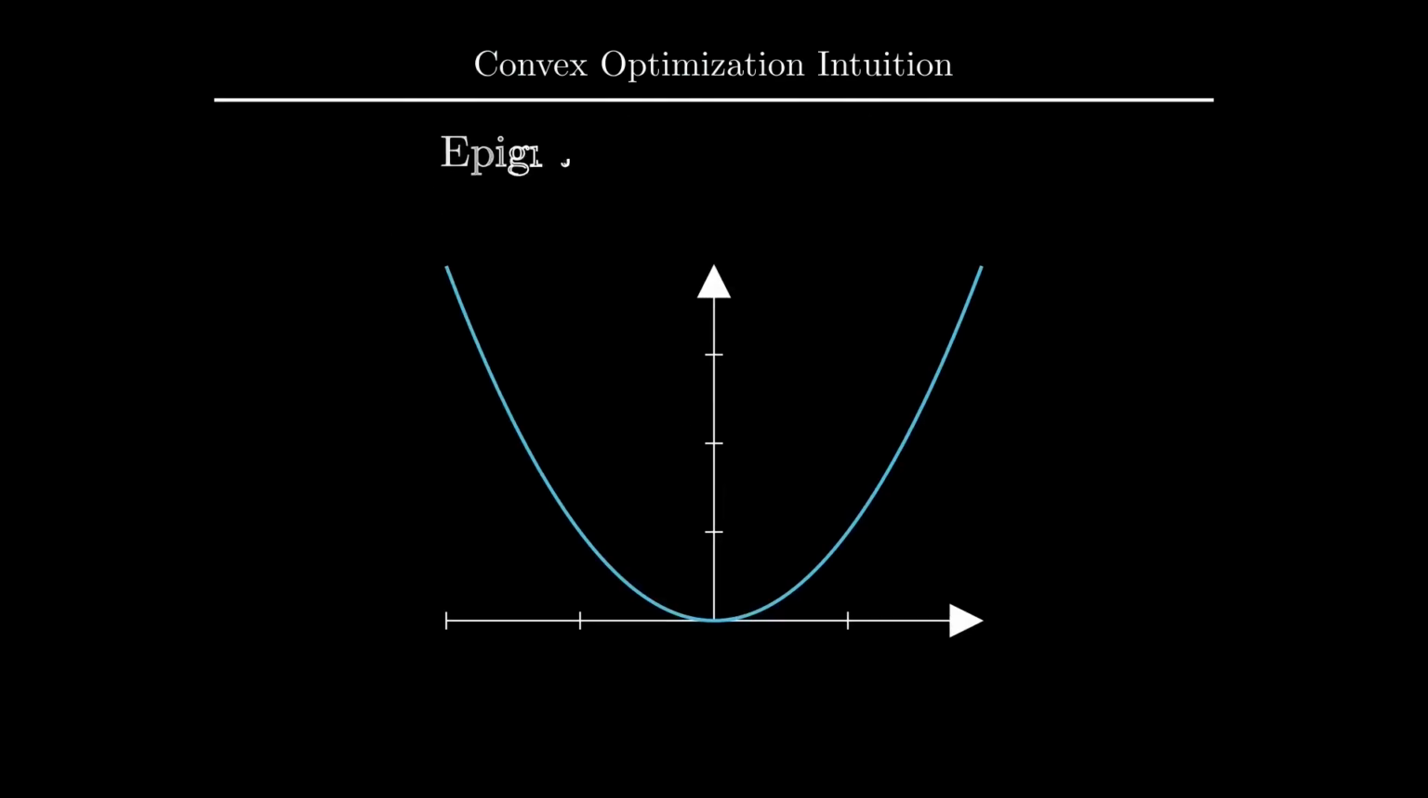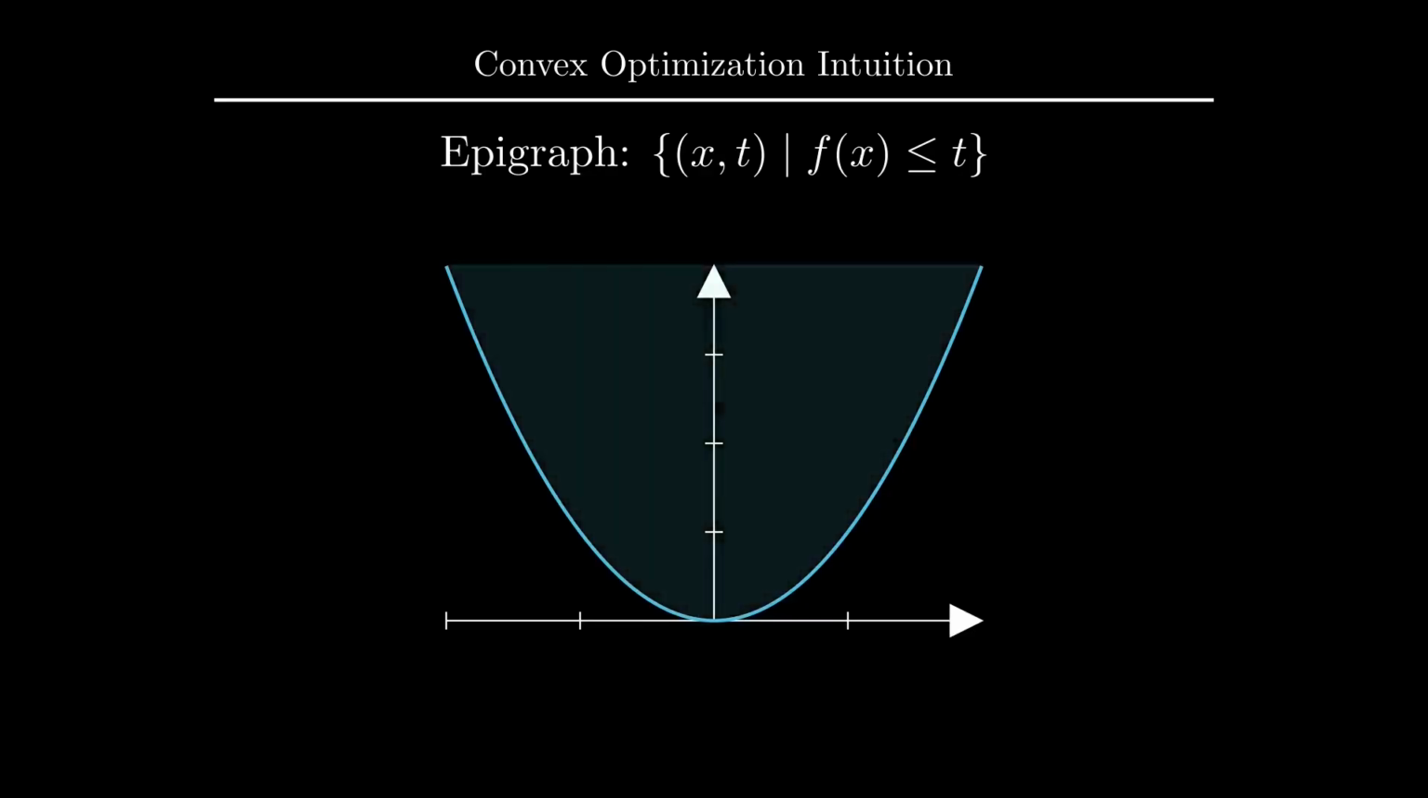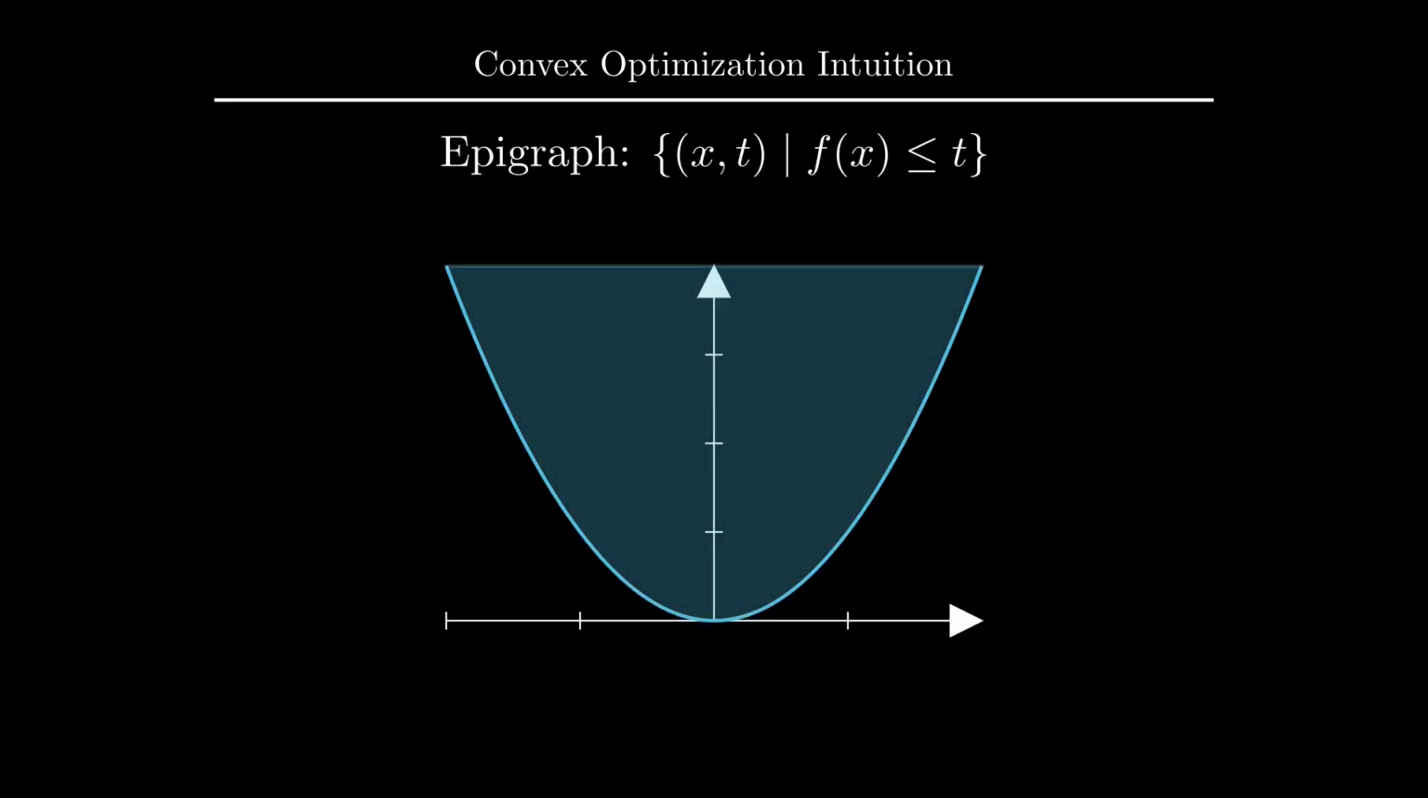Another intuitive way to think about convex functions is the epigraph. The epigraph is simply the set of all points lying on or above the graph. Here is the key insight. A function is convex if and only if its epigraph is a convex set. Notice how the line connecting any 2 points in the shaded region stays in the shaded region.